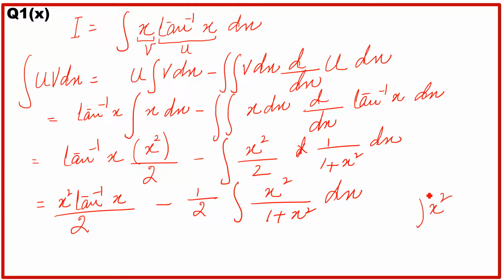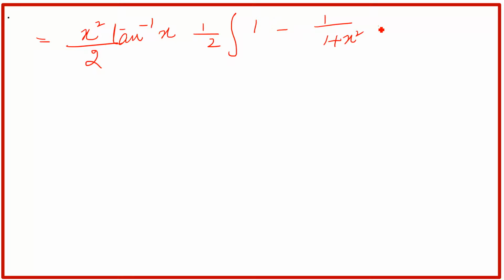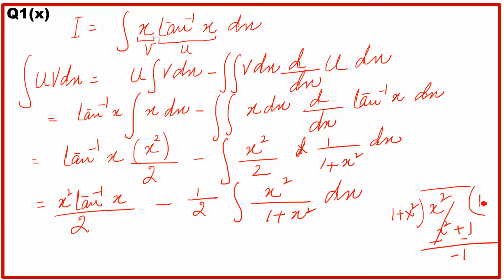For x square, this numerator you have to make the dividend, and divide by 1 plus x square. So here it will be x square plus 1, and then minus, minus, here it will be minus 1. So now we have 1 minus 1 over 1 plus x square. This portion I will write the same. It is x square divided by 2 tan inverse x, minus 1 over 2, and then the integral of 1 minus 1 divided by 1 plus x square.